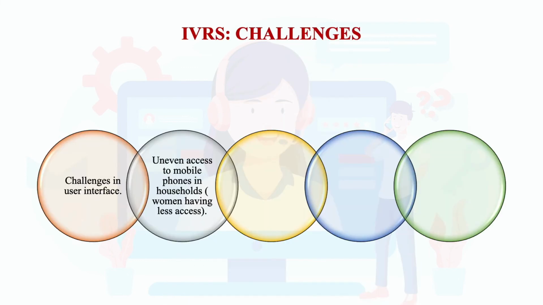Second is the uneven access to mobile phones in households. We often see in rural areas that not everybody has a mobile phone, especially when it comes to women. So if we want to reach out to women with some information or knowledge exchange, sometimes it becomes problematic because many times women don't own a mobile phone in the household, and they have to depend on other male members of the family for a mobile phone.